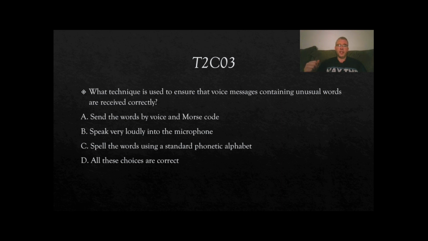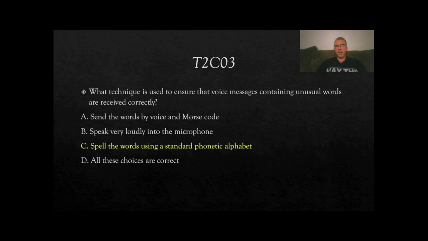B, speak very loudly into the microphone. If you go back to the previous video I did on T2 Part B, we talked about having a hot mic, it being too hot, loud voice becoming distorted. So we know it's not B. So it all comes down to, again, C. Spell the words using a standard phonetic alphabet.